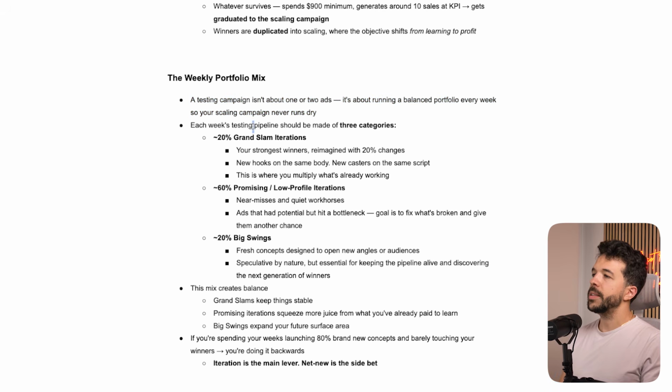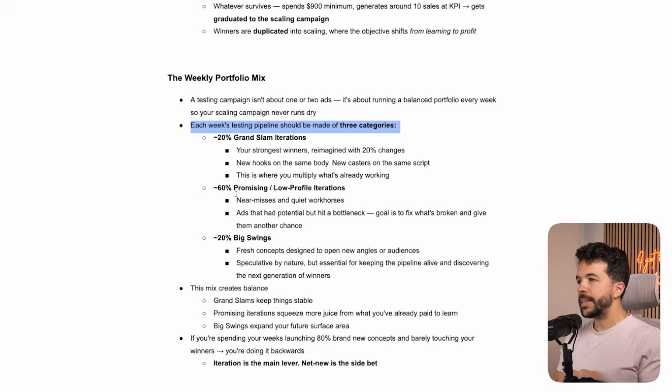Each week's testing pipeline should be made of 3 main categories: Grand Slam iterations, promising low-profile iterations, and big swings. Some people prefer doing 60-20-20, so they swap promising with Grand Slam iterations. The reason why I like doing less Grand Slam iterations and more promising low-profile winners is that you have many more opportunities to find new winners, like brand new winners, with this structure. So you're trying to turn the near misses into Grand Slam winners rather than multiplying the Grand Slam winners.